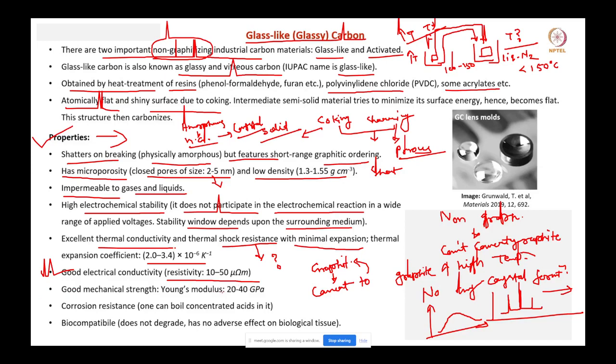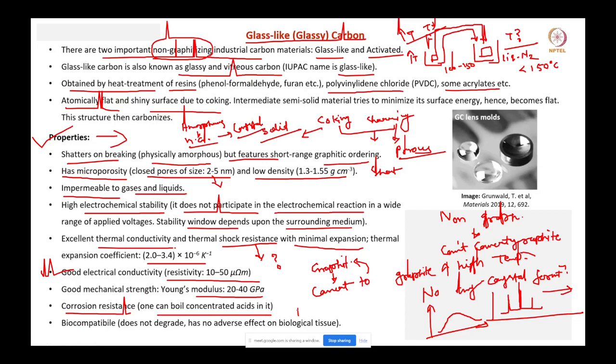Good mechanical strength. Young's modulus is in the range of 20 to 40. This is some factual data which you might require when you do problem solving. Regarding glassy carbon and corrosion resistance, one can boil concentrated acid in it. So it also has good corrosion resistance. And the term that comes here is biocompatible.